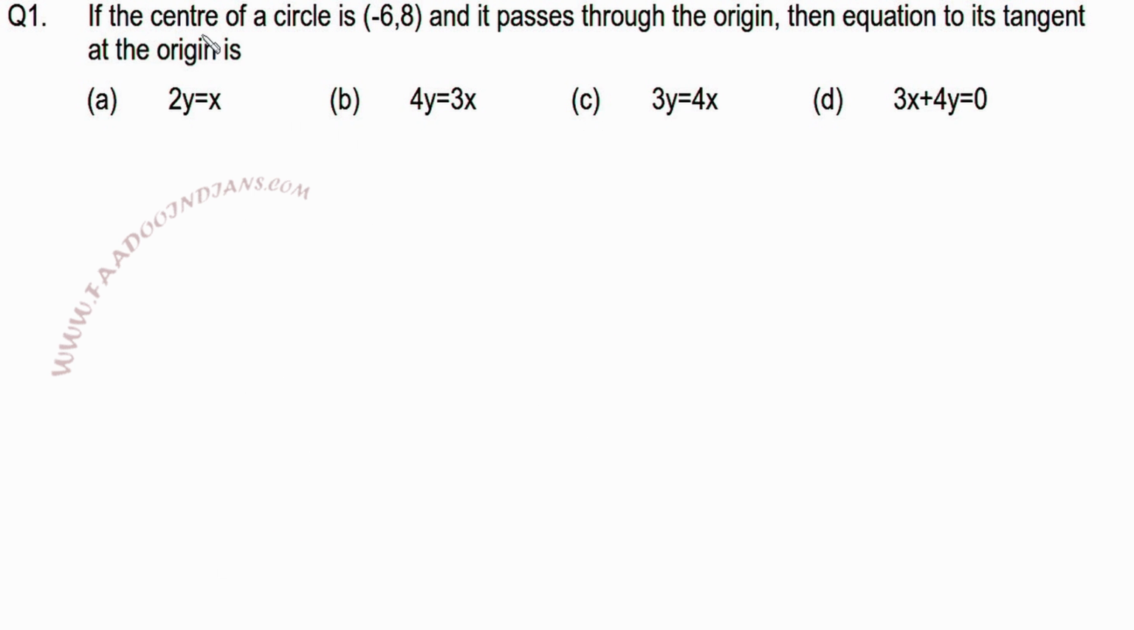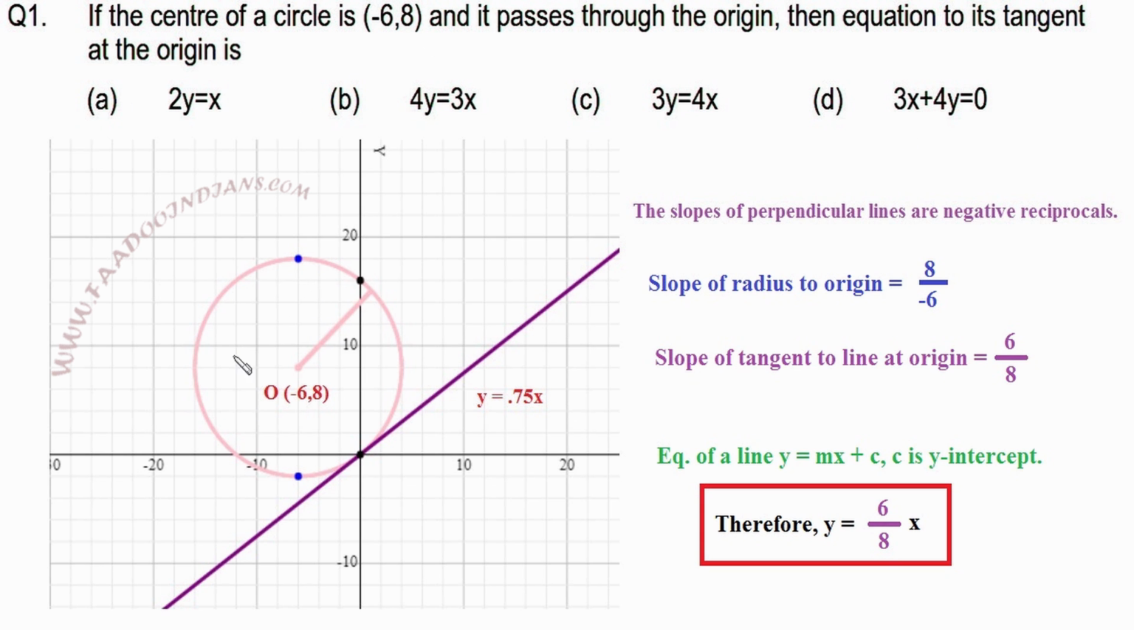Question 1. If the center of the circle is this point, and it passes through the origin, then the equation of its tangent at the origin is. So here we have a circle on the graph having center point as (-6, 8). First of all, we will have a circle, and here the slopes of perpendicular lines are negative reciprocal. This is the concept that we will use here to solve it.